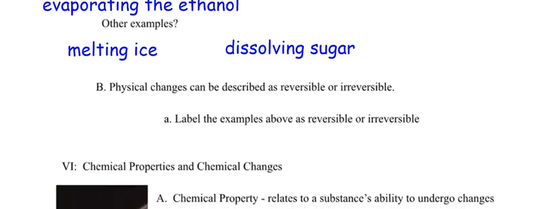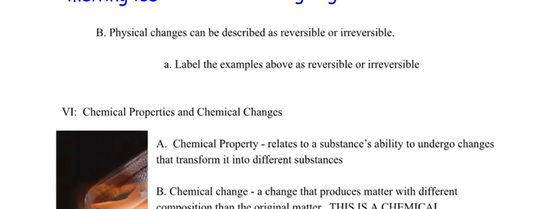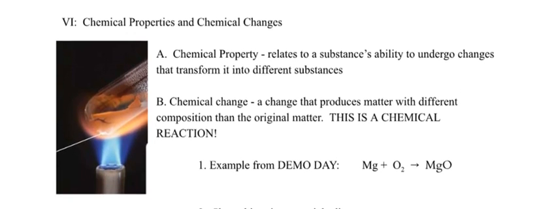What about chemical properties and chemical changes? A chemical property relates to the ability to undergo change that makes a new substance. So a chemical change is a change that produces matter with a different chemical composition. Do you remember from demo day, I started out with this nice silvery, shiny piece of metal. I burnt it with oxygen. And what did I get back? I got that white, brittle, granular powder. I changed its composition.